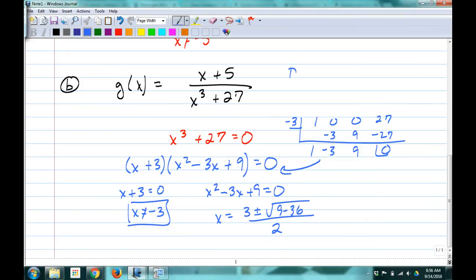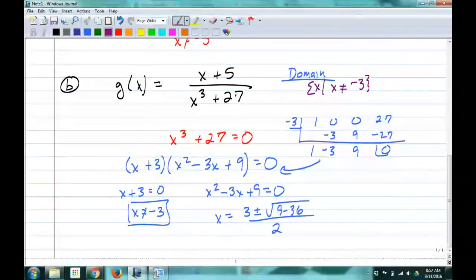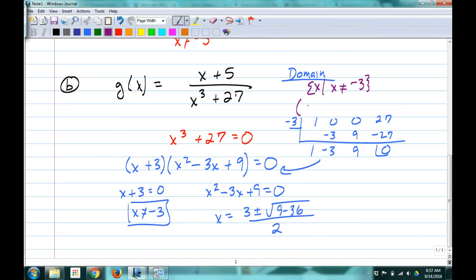Okay, so when we state the domain of this, what's the only thing x can't be? -3. Now, technically, it can't be those complex numbers that are here, but again, they don't affect the domain. The domain we're talking about is going to look on the graph kind of thing that we're going for here. So, interval notation for that. There's our domain for that rational function.